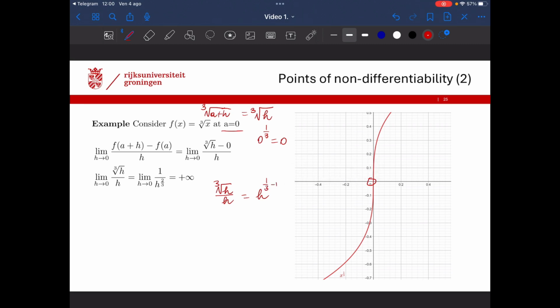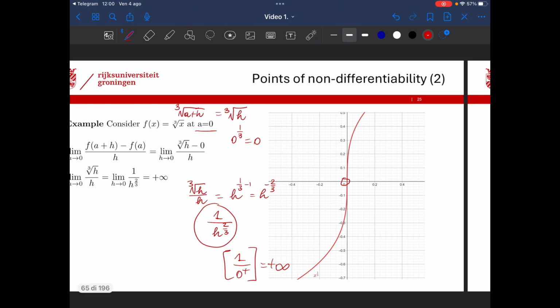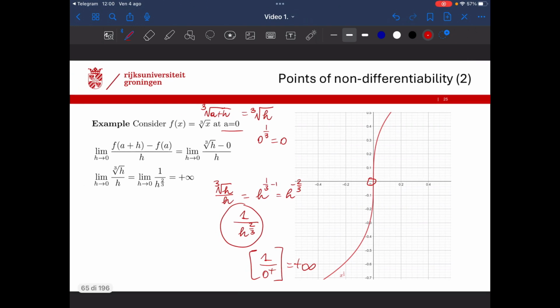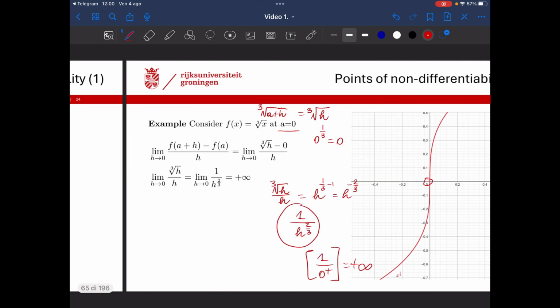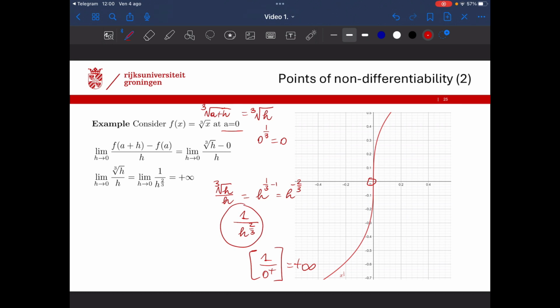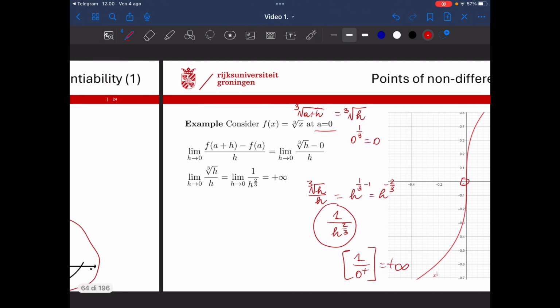So this is h to the 1/3 minus 1, which is h to the negative 2 over 3, or 1 over h to the 2 over 3. So when you actually evaluate the limit, this limit is going to become something like 1 over 0 plus. So it's plus infinity. What this tells you is that at 0, the function is not differentiable. We are in this case. Basically here, the tangent line is vertical.